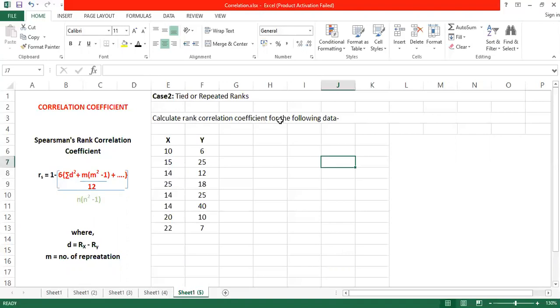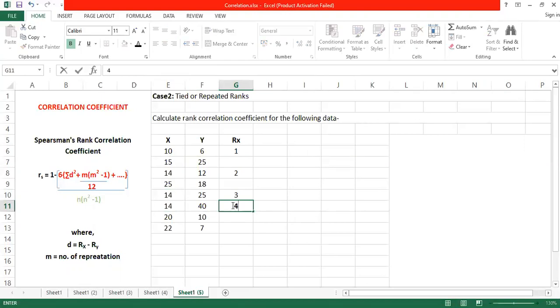So let us take a practical problem. Calculate rank correlation coefficient for the following data. We have been given the values of x and y, right? So let us try to figure out the rank of x. Let us start with the least value. Least value is 10. Now check if 10 is repeating anywhere. No. So this is 1. Then the next value is 14. So it should be 2. But there is one more 14, so this should be 3. There is one more 14. This should be 4. Right?